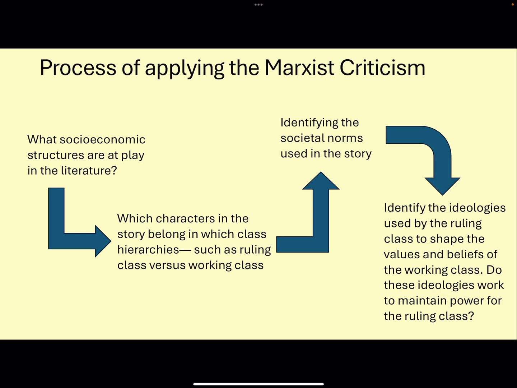Third, we identify the societal norms used in the story. Then lastly, identify the ideologies used by the ruling class to shape the values and beliefs of the working class. Do these ideologies work to maintain the power for the ruling class is a question that you want to answer.